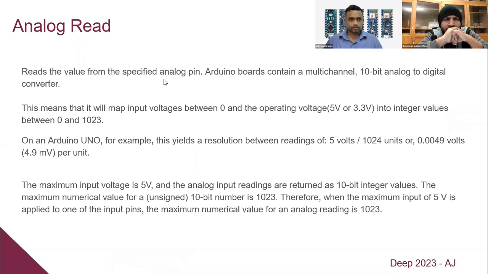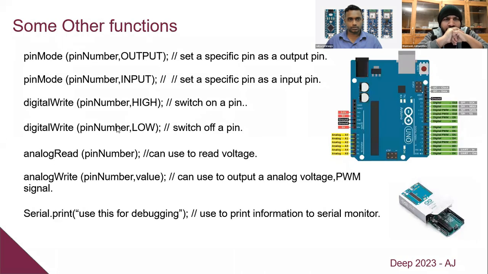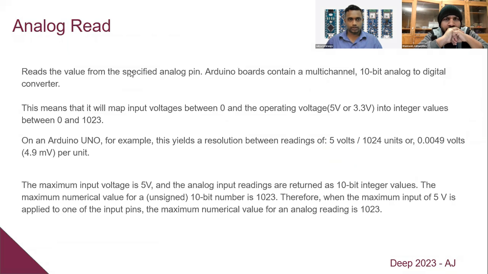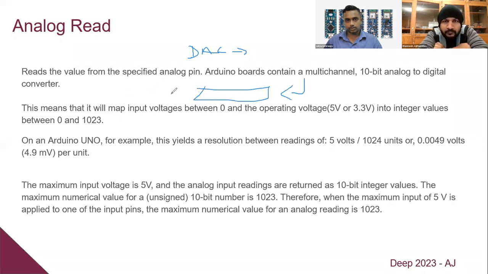We want to look at analogRead. Now, if we talk about analogRead, sometimes we have to read signals from the outside world into the microprocessor. DAC stands for digital to analog. Now we need analog signals coming inside to the processor, so it's like ADC. We call this ADC, analog to digital conversion.